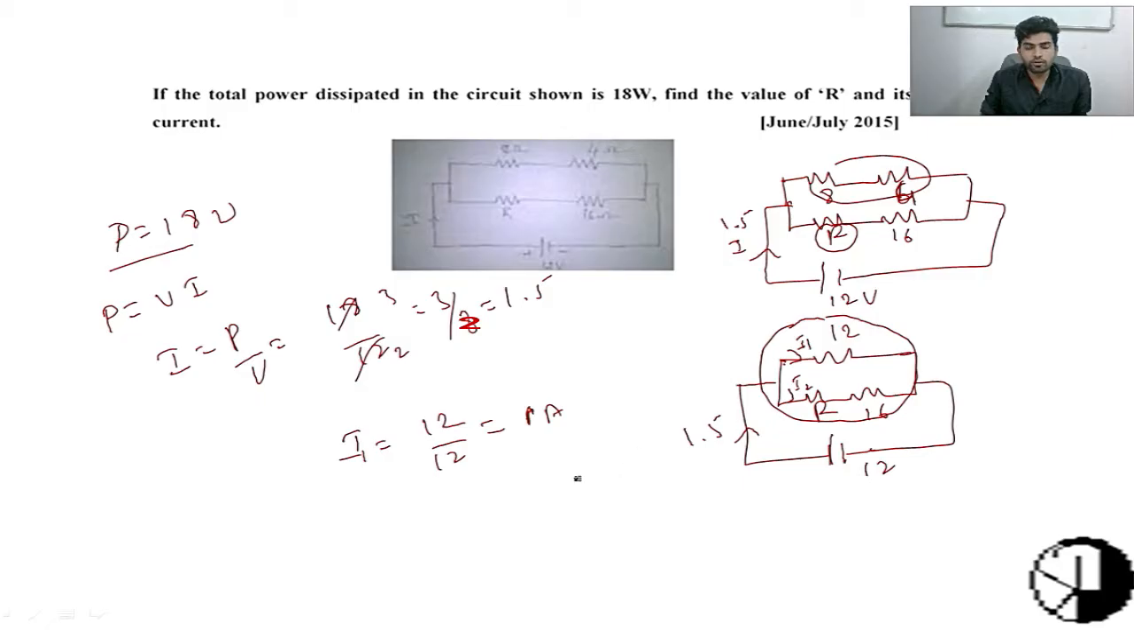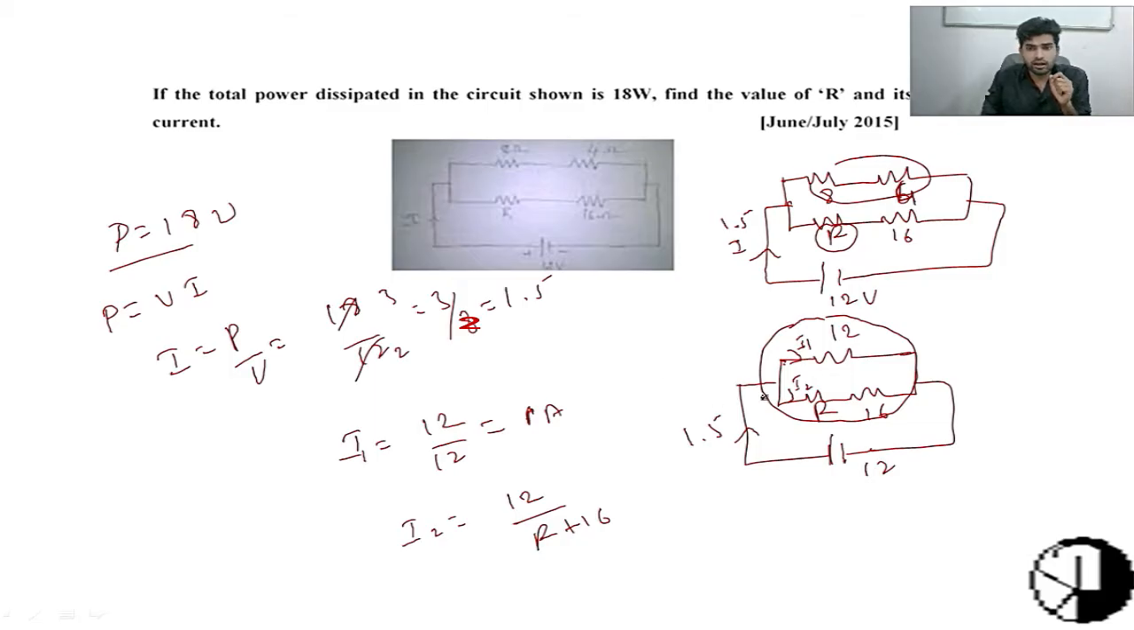And I2, how to calculate I2? I2 is equal to, because if you want to calculate R value, we must know I2 value, right? So I2 is equal to 12 by R plus 16. So I2 is not possible directly, right? Because R is an unknown value.